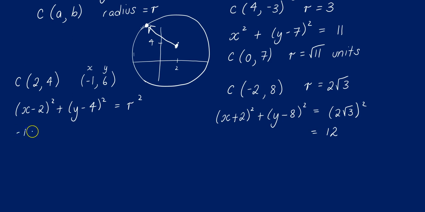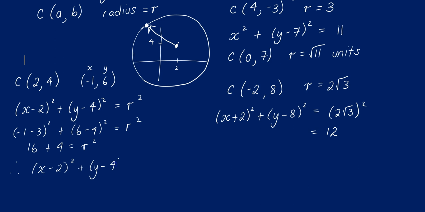So that can now be (negative 1 take 2) squared plus (6 take 4) squared. That will give me my radius squared. So 9, 6 take 4 is 2, plus 4 equals my r squared, so 13. So I can say, therefore, the equation is (x minus 2) squared plus (y take 4) squared equals r squared. Right? So we can do a whole lot of different things like that as to how I can give you this information.